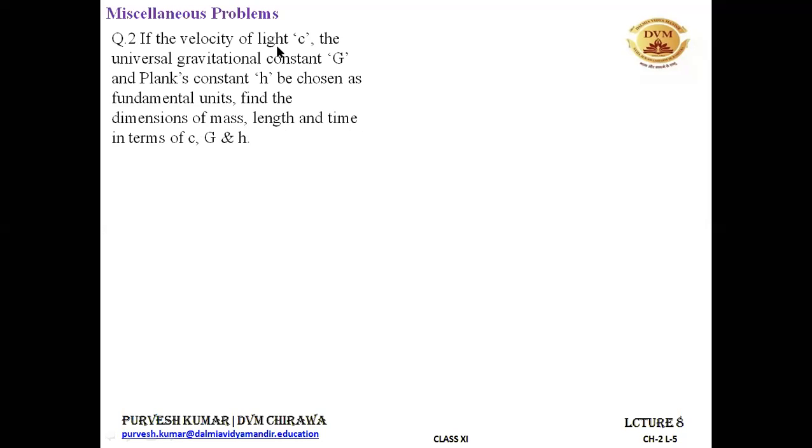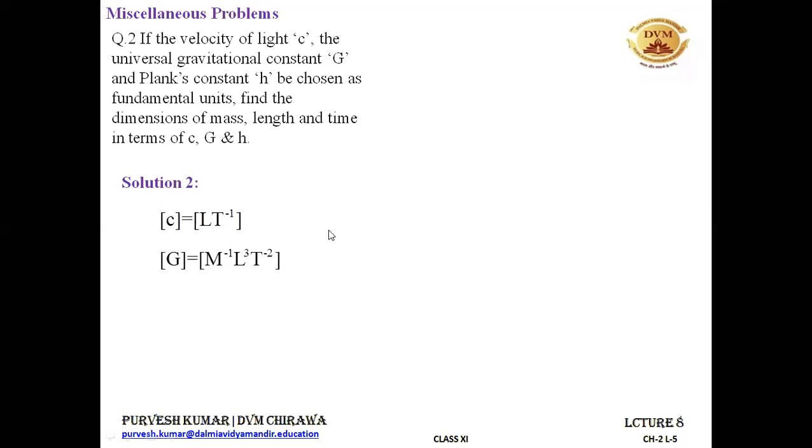First of all, write the dimensions of the quantities that are given to you. So we are given c. All right. So c is having dimension LT minus 1. We know c is a velocity, some kind of velocity. So it is having dimension LT minus 1. Again, we are given G. G is universal gravitational constant, and it is having dimensions M minus 1, L3, T minus 2.